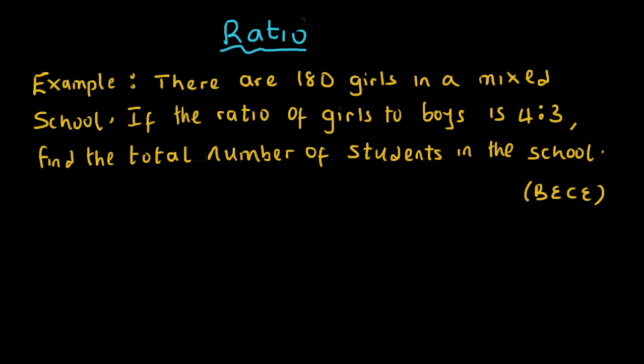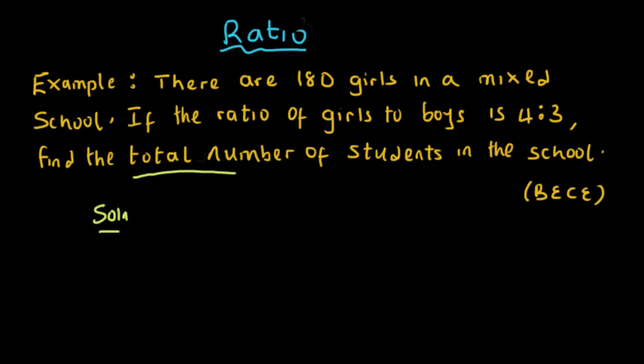Now what we've done previously is to either find the number of girls or to find the number of boys. But in this case, we are told to find the total number of students in the school. So how do we solve a question like this? Now what we are going to do is to go from what they gave us to what we do not know. Does that make sense?